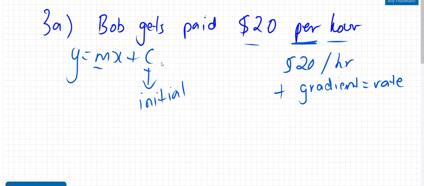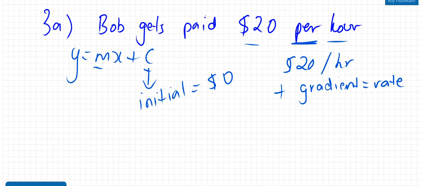Well, read the question. Bob gets paid $20 per hour. So what does he start off with? He starts off with nothing. Unless he starts working, he won't get paid. So our initial amount is actually going to be $0. Okay, that's pretty straightforward. So just from that question, I have found C and I have found M.